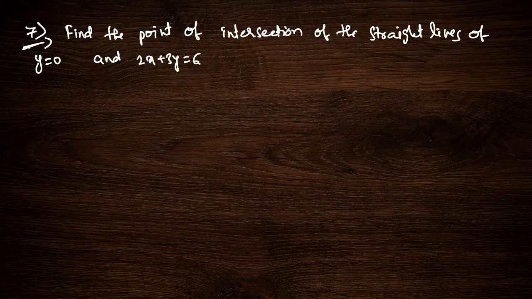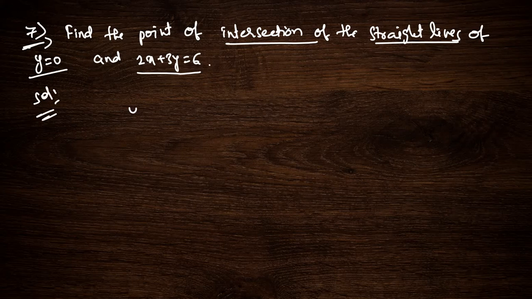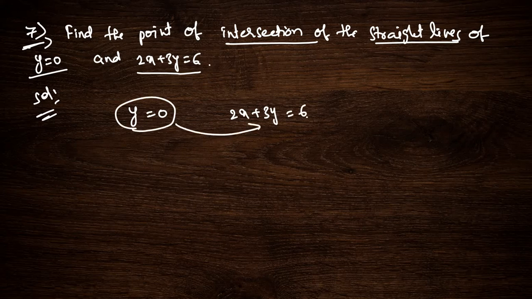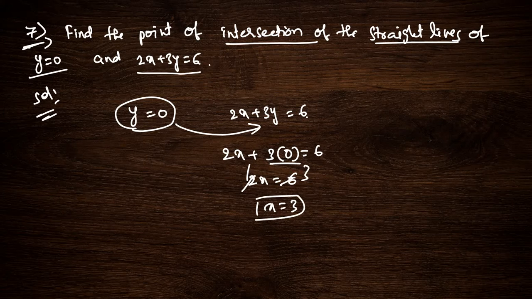Now the 7th question is, find the point of intersection of the straight lines y is equal to 0 and 2x plus 3y is equal to 6. So 2 lines are given, okay, straight lines. So solution here: y is equal to 0 is given as 1 and 2x plus 3y is equal to 6 is given as 2. So y is equal to 0, I will substitute in this equation, it will become 2x plus 3 into 0 is equal to 6. So 2x is equal to 6 only will come, 2 ones are 2, 3 twos are 6, so x is equal to 3. So x is equal to 3 and y is equal to 0.